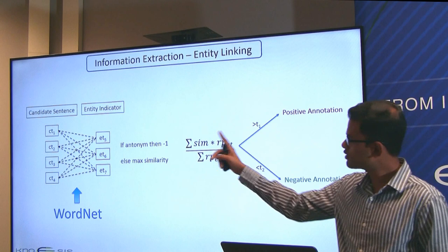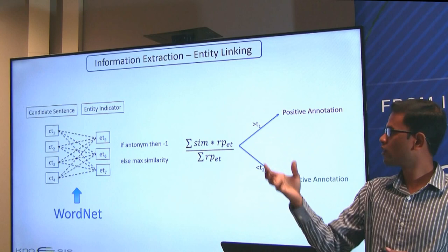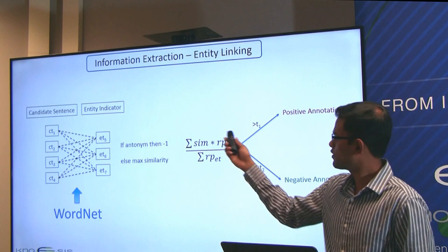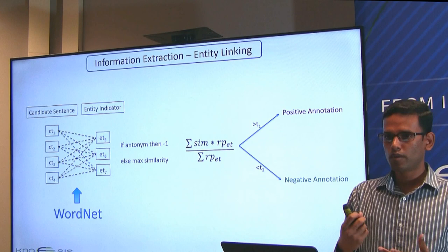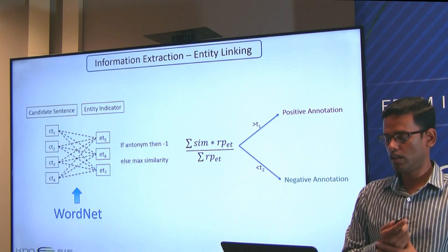Whatever number you get at this step is weighted with the representative power of the term. The idea is that if a term with very high representative power is missing in your candidate sentence, that should be penalized. If the term is not that important, then it's okay. That is why it's weighted, and then normalized, and the value lies between -1 and +1, where -1 indicates a negated mention of the entity and +1 indicates a positive mention. Now we have a way to do the entity linking.